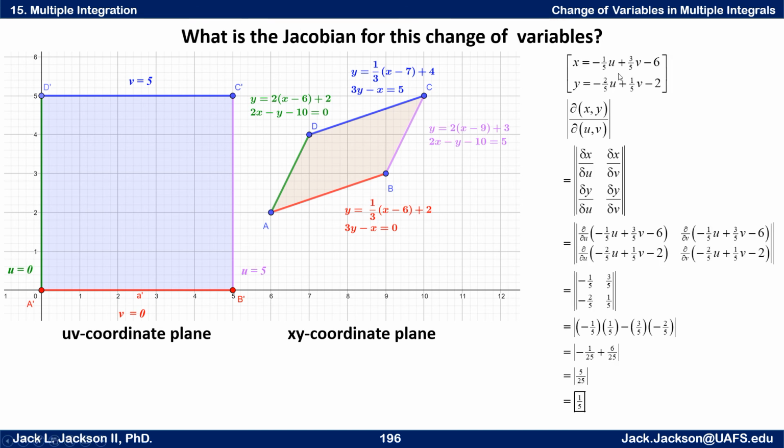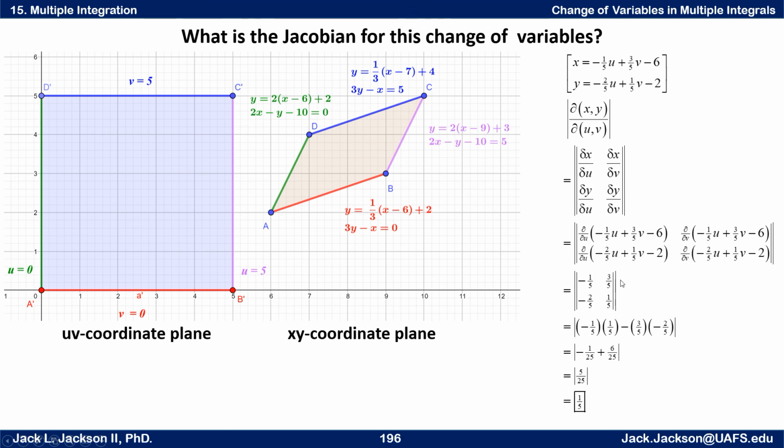All right, here it is on the right here. Okay, so we need the derivative of x with respect to u here, derivative of x with respect to v here, derivative of y with respect to u here, derivative of y with respect to v here. Well, these are just linear functions in two variables, so it's pretty easy to find derivatives. This one's just going to be the coefficient of u. This one's going to be the coefficient of v, so that's negative 1/5 and then 3/5. And this one's the coefficient of u, which is negative 2/5, and this one's the coefficient of v, which is 1/5.